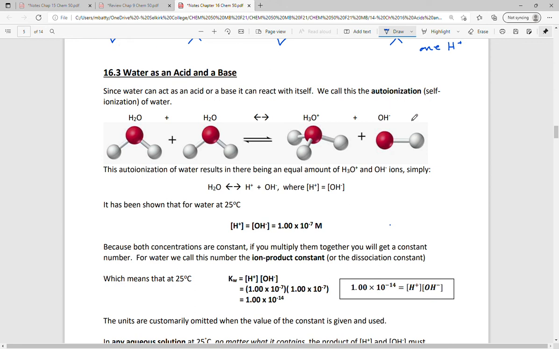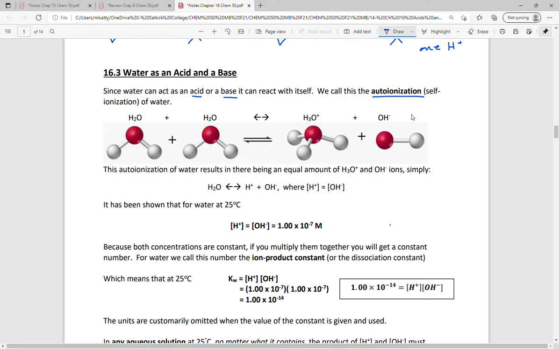So we went through our Arrhenius acids and base definition and then switched it up to be more inclusive with the Bronsted-Lowry acid-base definitions and the conjugate pairs. And we talked about how water could actually be classified as both an acid and a base, that characteristic of being amphoteric. So since water can react as an acid or a base, it can actually react with itself. And so we call this autoionization.